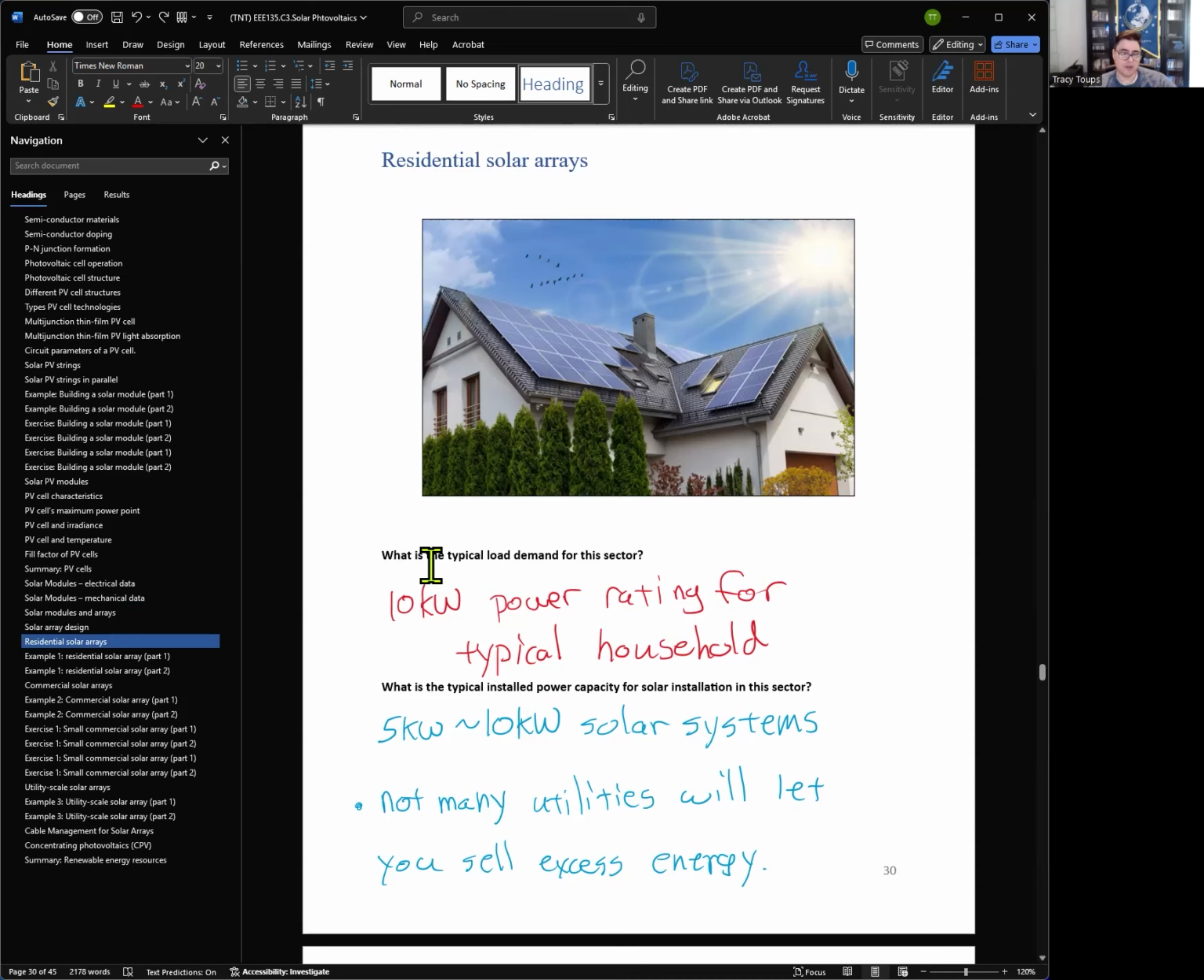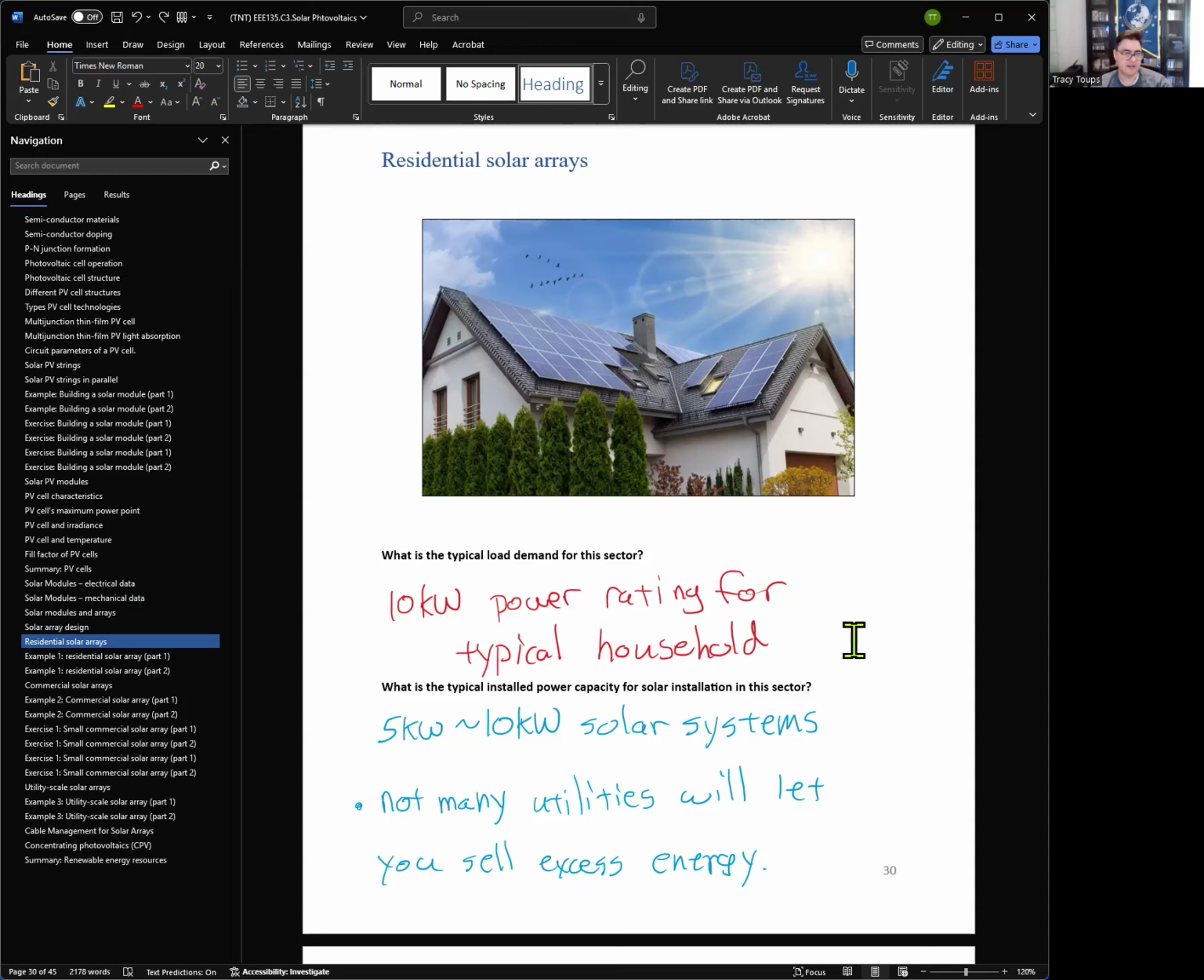Okay. What's the typical load demand for this type of load in this sector, the residential sector? So for a typical house, you want to have about 10 kilowatt power rating for your solar panels, right? That gives you a little extra energy for the inefficiencies of the inverters and the systems. You might want to charge your batteries for the night. So you want to kind of supersize your system. 10 kilowatts is a good starting point.